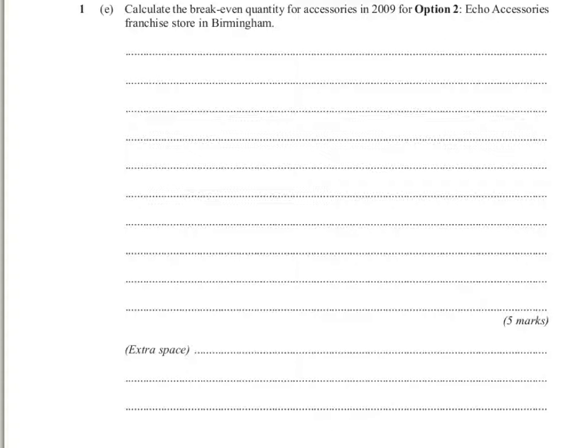Okay, so to answer this question, first of all, we must ensure that we understand what the question is asking us. It is asking us to calculate the break-even quantity. Break-even quantity meaning the amount of products that Echo must sell in order for total revenue to equal total costs. As the question is asking for the break-even quantity, I would start by displaying my knowledge by writing down the formula for break-even.